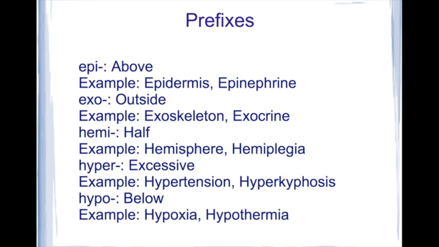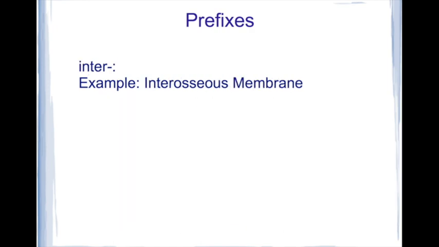Inter, like the interosseous membrane. The intertubercular groove is another one. The interosseous membrane has something to do with the tibia and fibula, or the radius and the ulna. Where do you find the interosseous membrane? Osseous, of course, refers to bone. So it has something to do with the bones. Inter means between. So the interosseous membrane is between the bones. The intertubercular groove on the humerus is between the greater and lesser tubercles, and it's where the tendon of the long head of the biceps brachii travels.